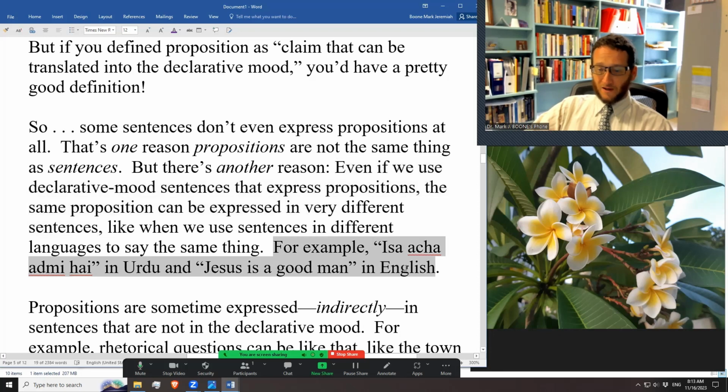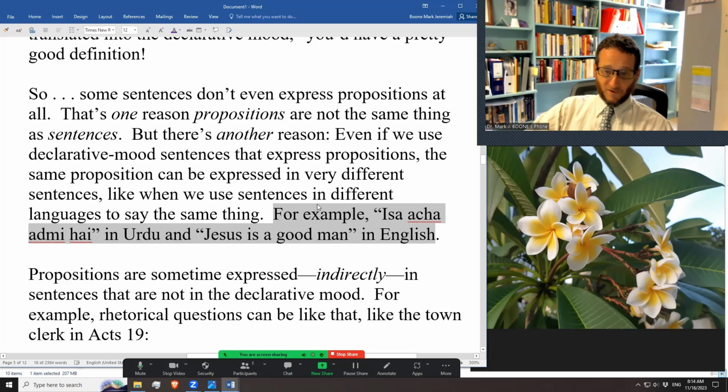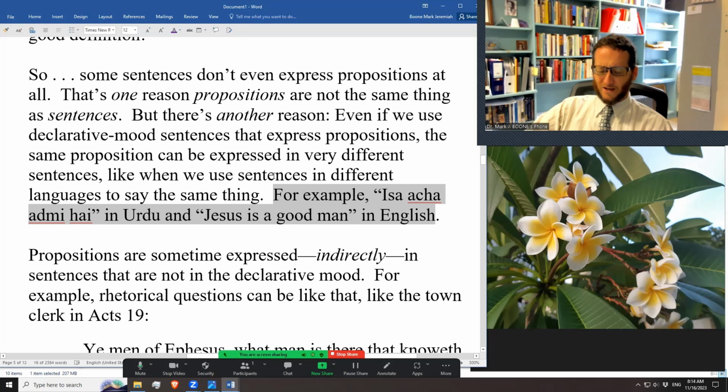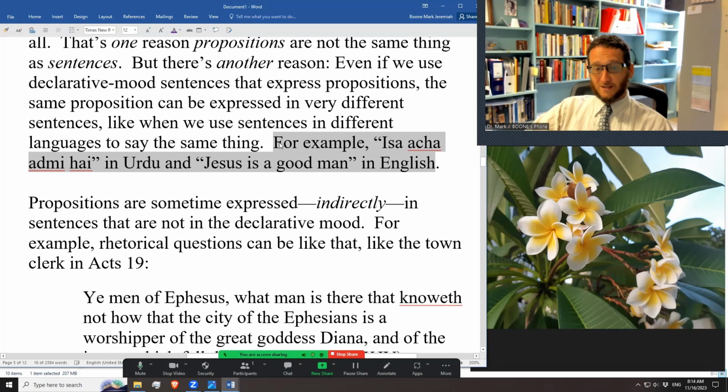I can say, Isa acha admi hai, in Urdu, and Jesus is a good man in English, and they mean the same thing, unless I botch the Urdu. Isa acha admi hai. I'm quite sure that's correct Urdu, unless my accent was poor. So these are two different sentences, but they say exactly the same proposition.